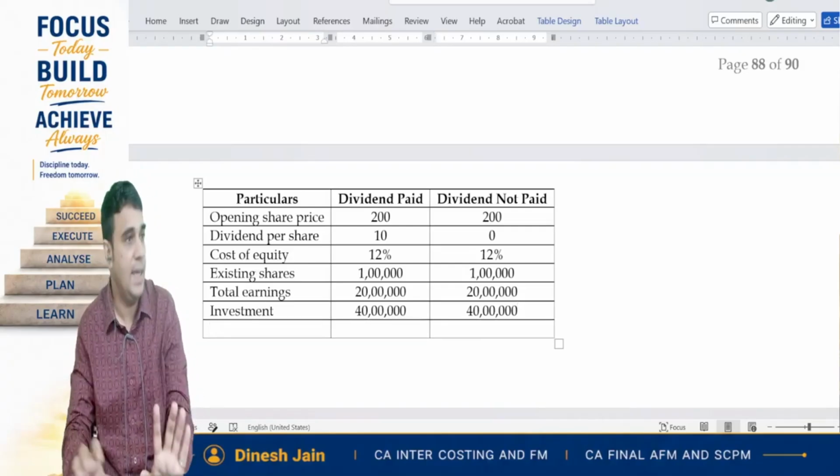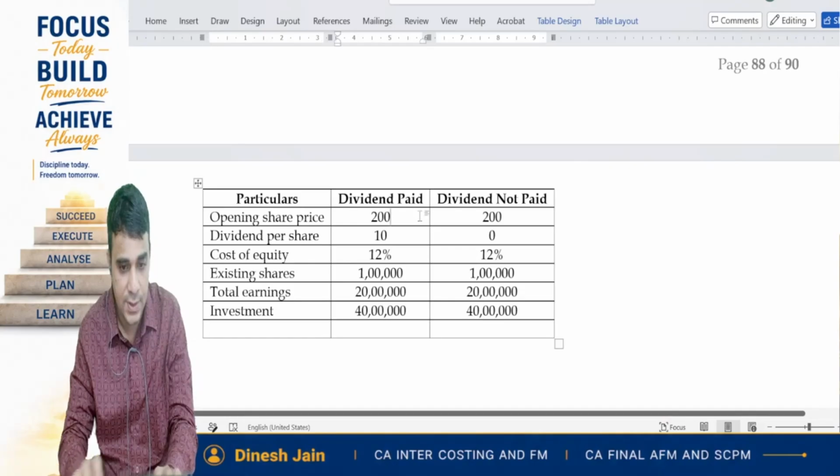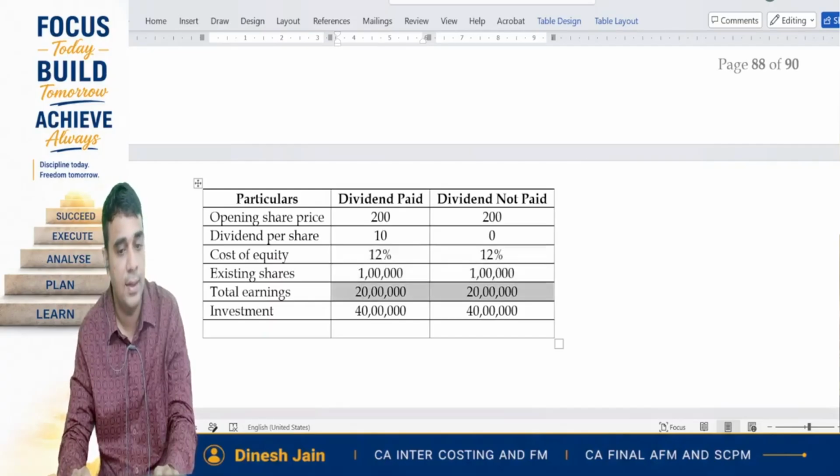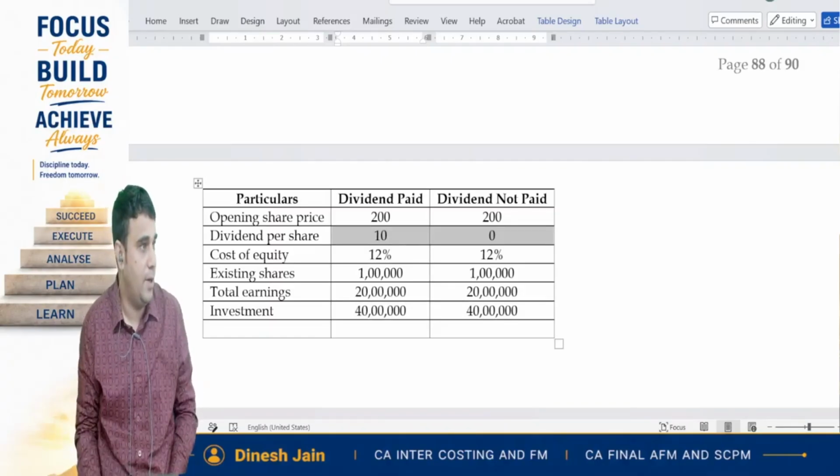Okay, this is the broad scenario. It is the same company. Opening prices 200, 200. Cost of equity is 12 and 12. Shares are 1 lakh, 1 lakh. Earnings is 20, 20. Investment is 40, 40. The only change is a 10 rupee dividend versus nil dividend.